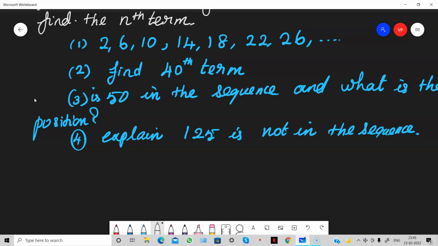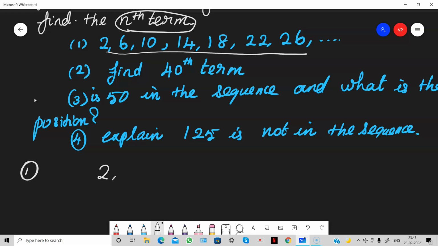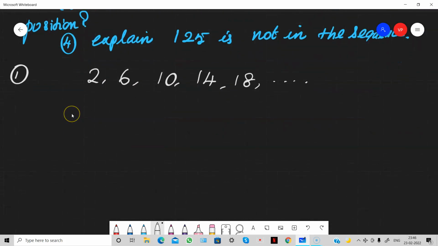So come to the first question. We have to find the nth term. What is this nth term? It is the general term. If you substitute 1, 2, 3, 4 and so on in that term, you will get all the members of the sequence. So what is that nth term? The sequence is 2, 6, 10, 14 and 18. By seeing that, you can find the nth term.